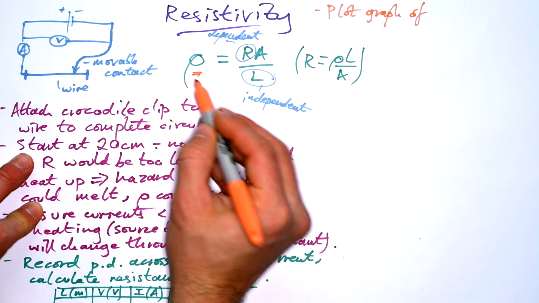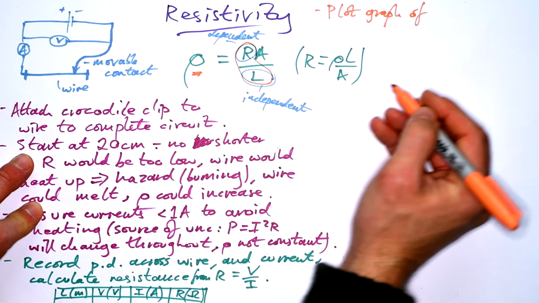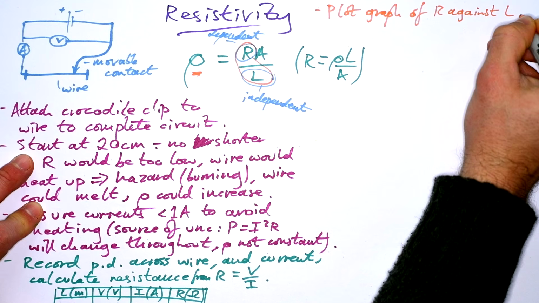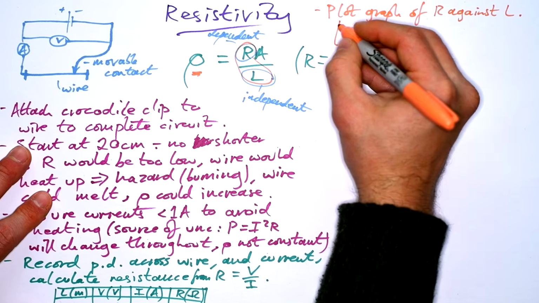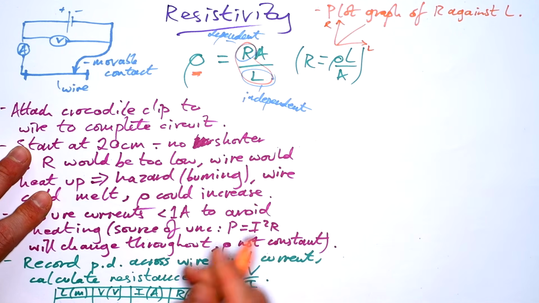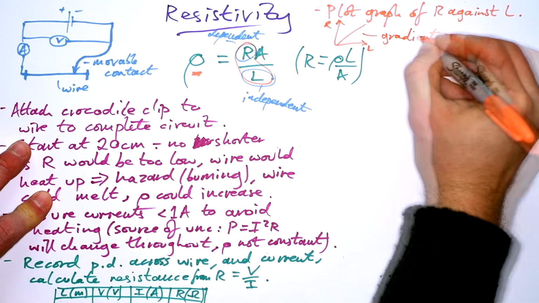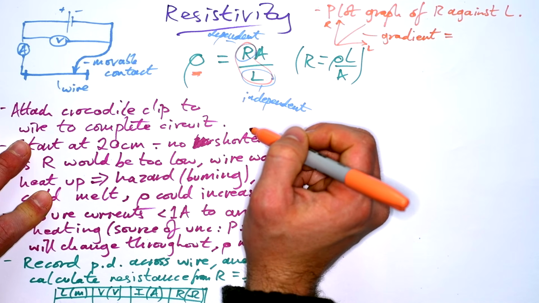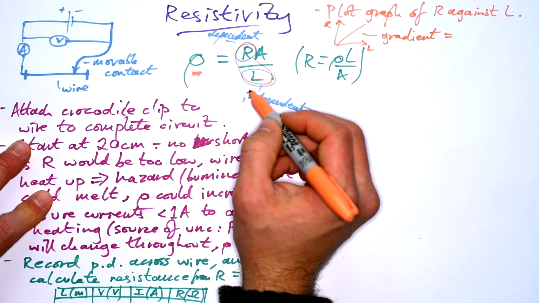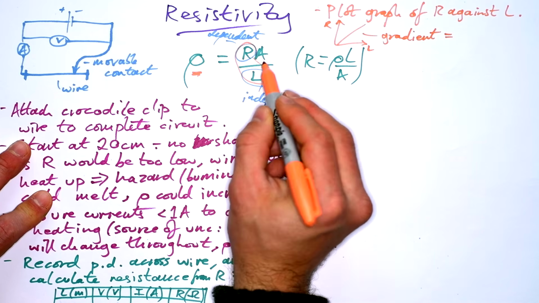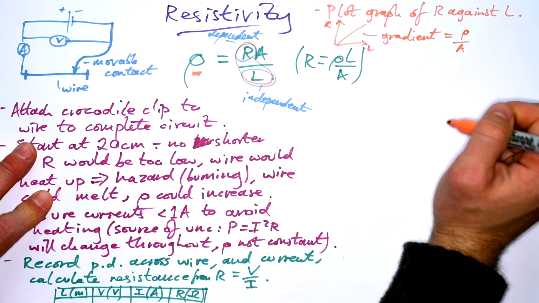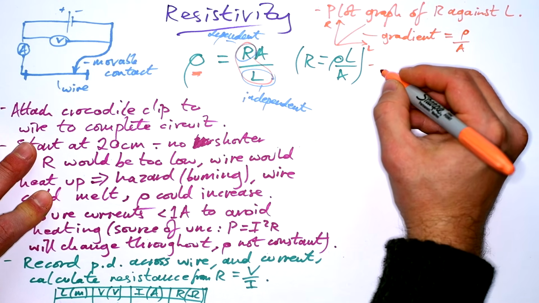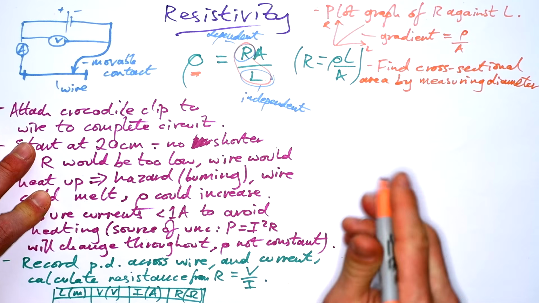And so once we have our length and our resistance, if we're trying to find resistance, then we want to plot a graph of R against L. That should give us a nice straight line, like so. And the gradient of this is going to be equal to, well, if the gradient is R over L, then that means that the gradient is equal to rho divided by A.